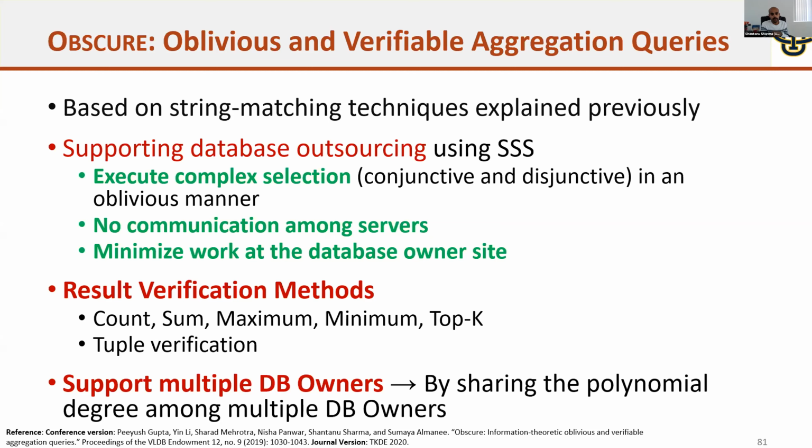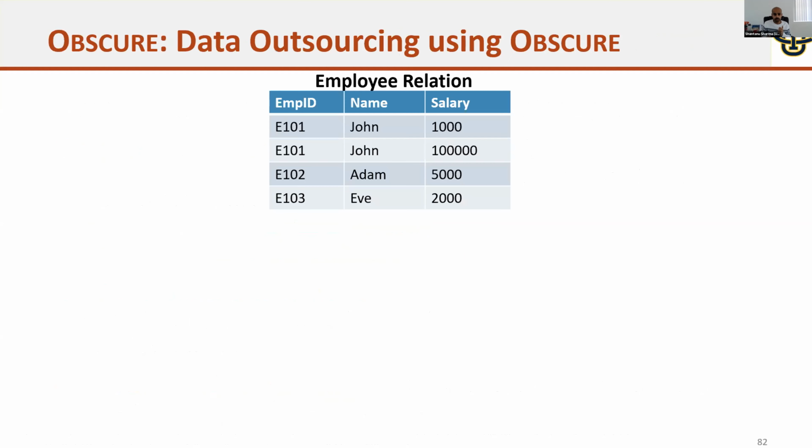Count, sum, maximum, minimum. And the most important thing is that we can support multiple database owners. Suppose IBM and Google are outsourcing their data to the same number of servers, and any user can execute computation on this data. There is no need for any special technique. So we can support multiple database owners.